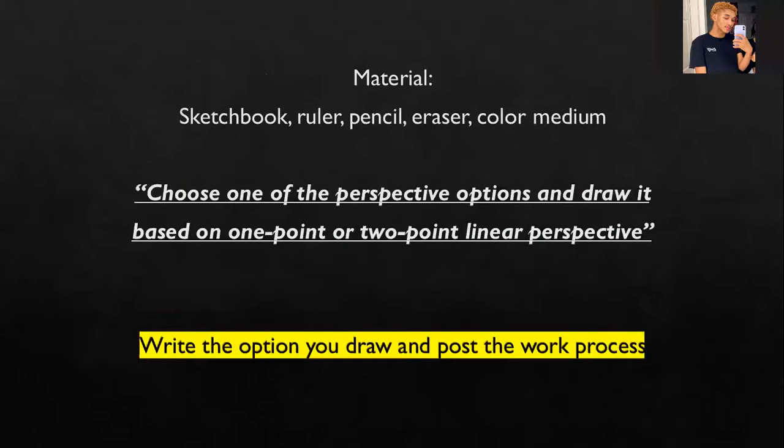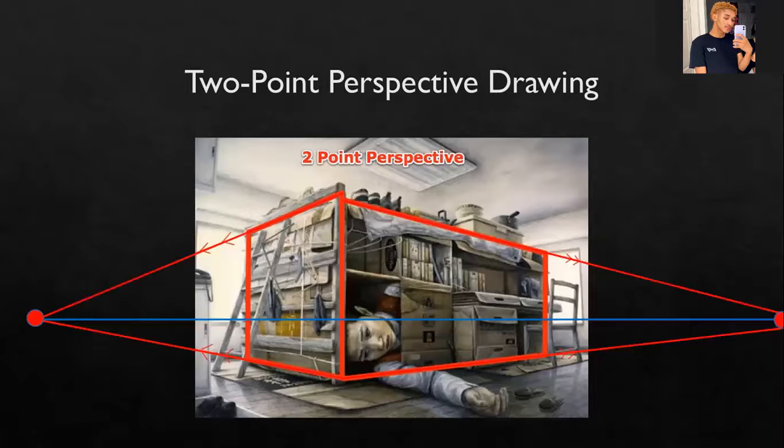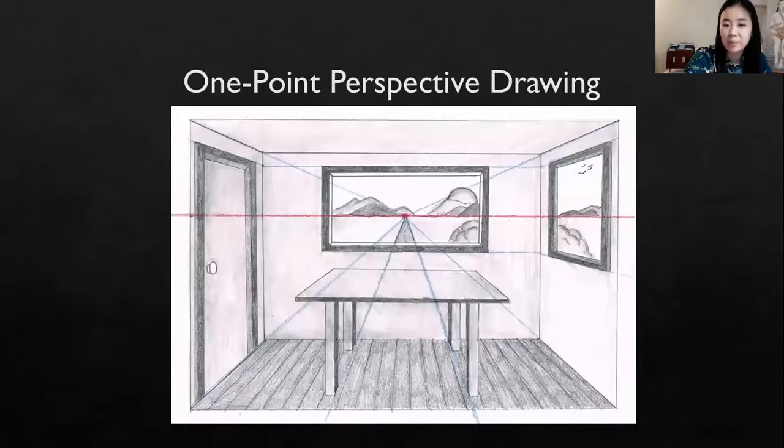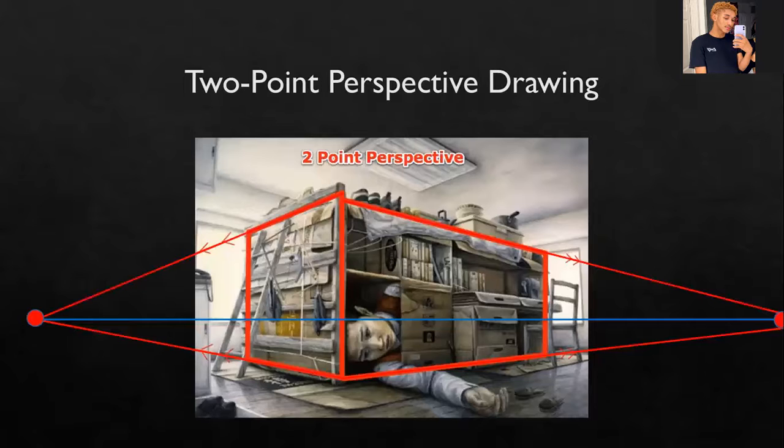I have a question. Yes. A 1-point perspective drawing, another word for it is a vanishing point, right? Yes. Okay. Yes. The 2-point perspective has 2 vanishing points.